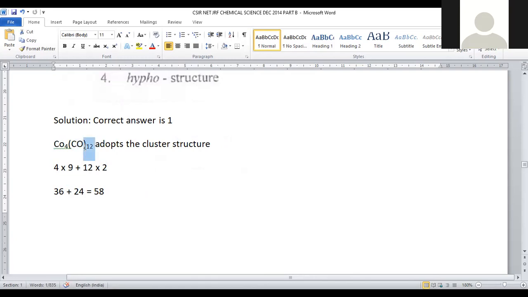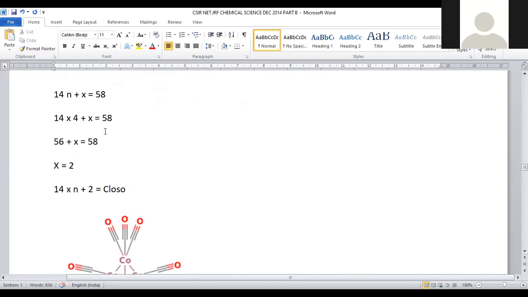Then carbonyl. How many carbonyl groups are there? 12. Each carbonyl contributes how many electrons? 2. So 4 into 9, it will be 36. 12 into 2, it will be 24. 36 plus 24, 58 will be the total electron count. That means the total valence electrons are calculated as 58 for this cobalt system.